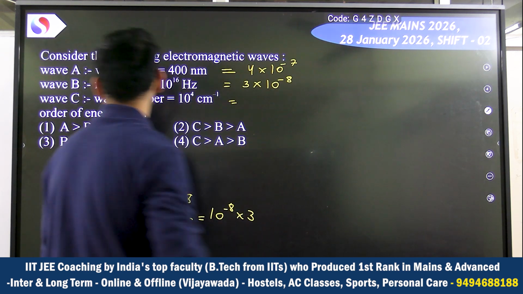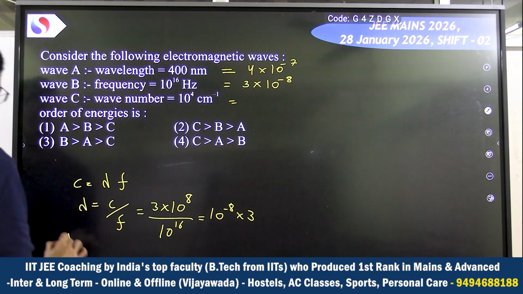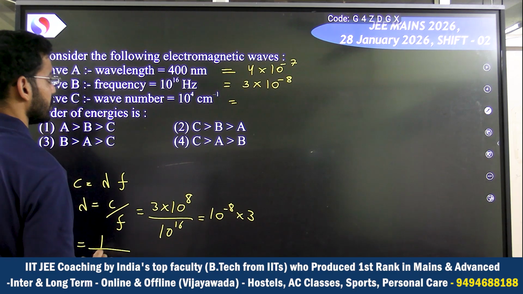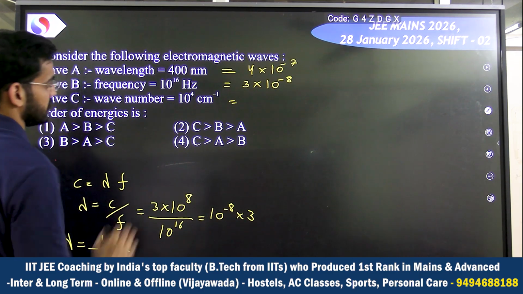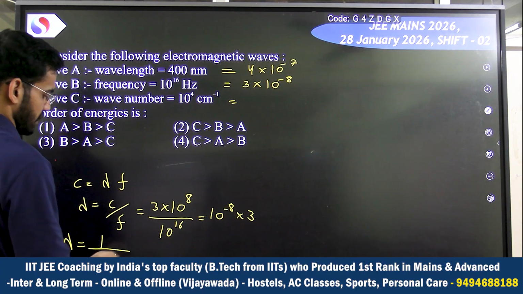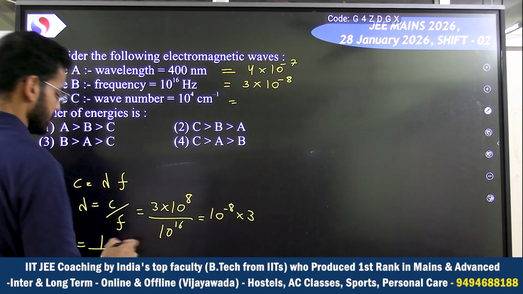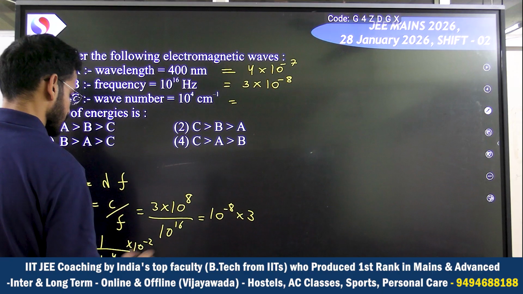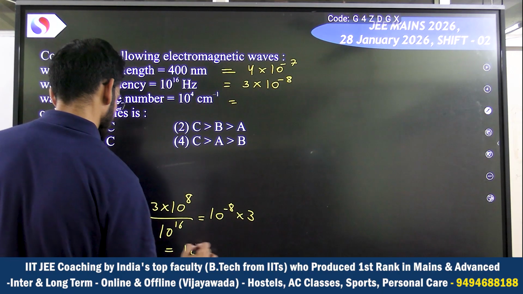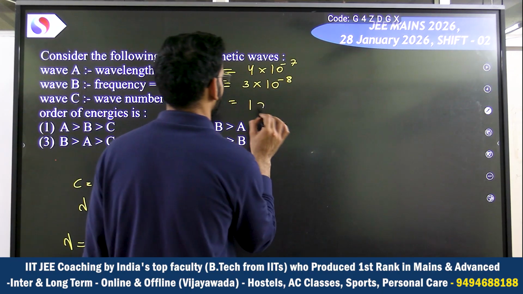And the third one is wave number given. So lambda will be 1 upon wave number, that is 10 to the power 4, but it is in centimeter inverse, so centimeter will go in the numerator. Centimeter to meter is 10 to the power minus 2. Now this is in meter, so this becomes 10 to the power minus 6.